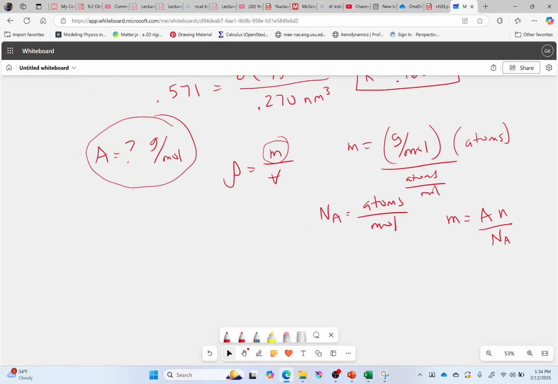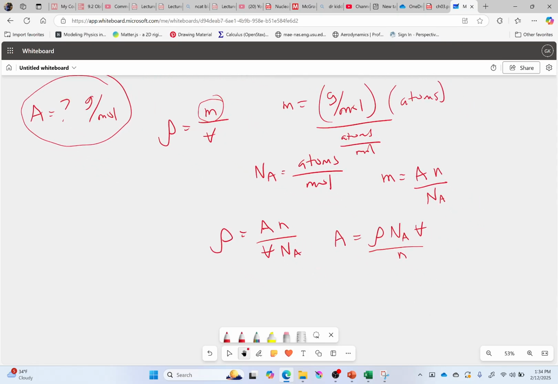So let's plug that back into my initial equation and I can rearrange. So density is equal to my atomic weight times the number of atoms all over the volume times Avogadro's number. That looks perfect. And if I rearrange so I have my atomic weight, I would get that is equal to the density times Avogadro's number times the volume all over the number of atoms I have in my unit cell. Now, these are all values that I currently have, though I have to be very careful because my volume is currently in nanometers cubed. I would have to convert that to centimeters cubed at the very least.